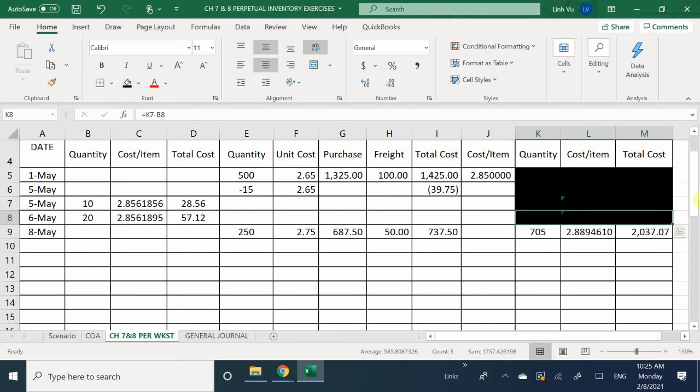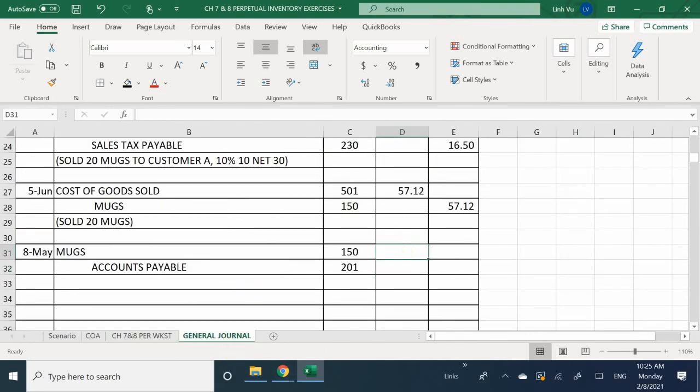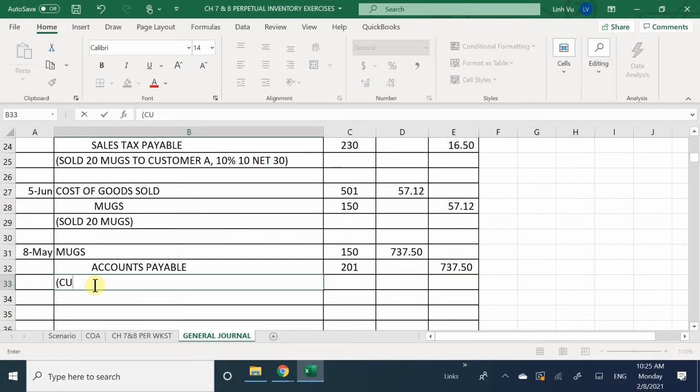So now the number I'm looking for is this $737.50. I can place it right here. And I can also make a note here. Who did I purchase this from? I purchased this from Cuppy's Co. I purchased 250 mugs at $2.75 each, and I was also given terms: 5% if I pay within 15 days. If not, I have to pay the whole thing in 30 days.